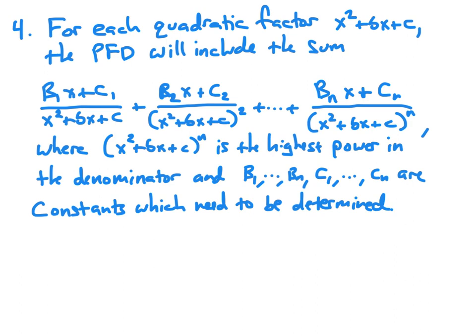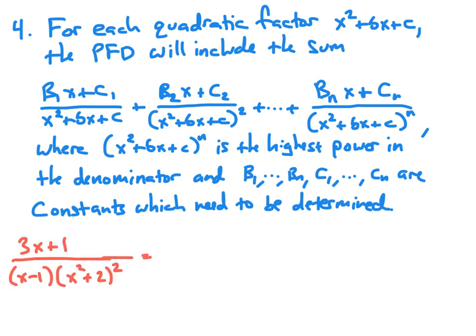The big difference here is that our numerators in these terms are a linear function of x instead of a constant like they were for the linear factors in the denominator. Everything else, though, remains the same. The number n here will be the largest power of that quadratic in the denominator, and all of the b's and c's are constants, which will need to be determined algebraically before we go to integrate our rational function.